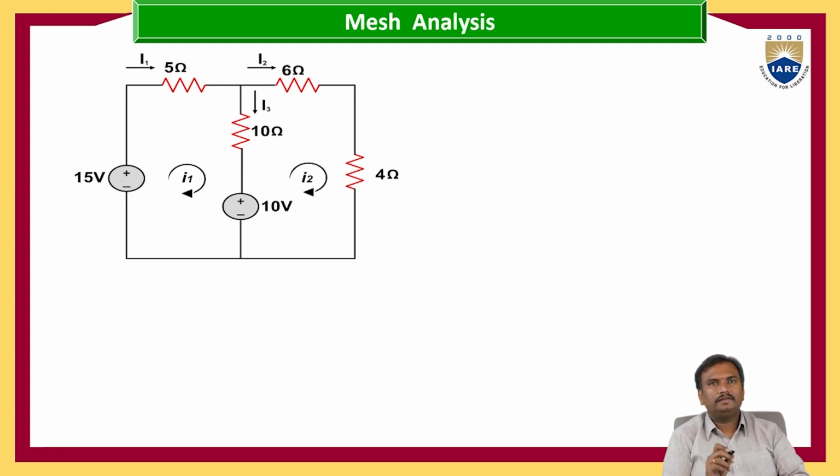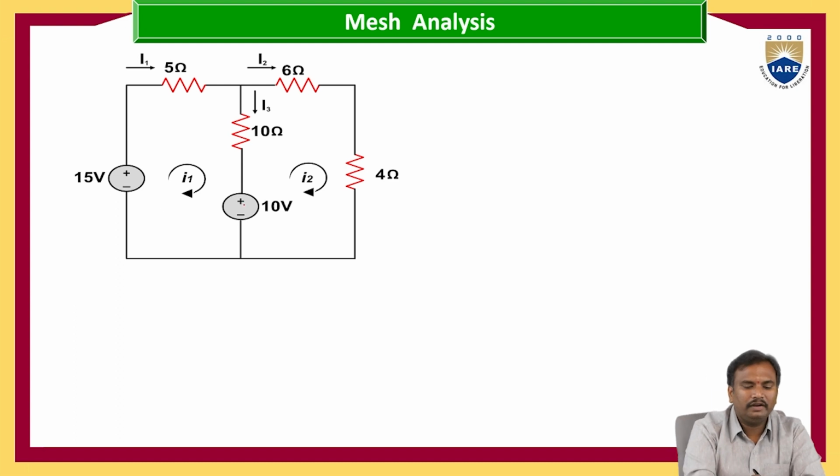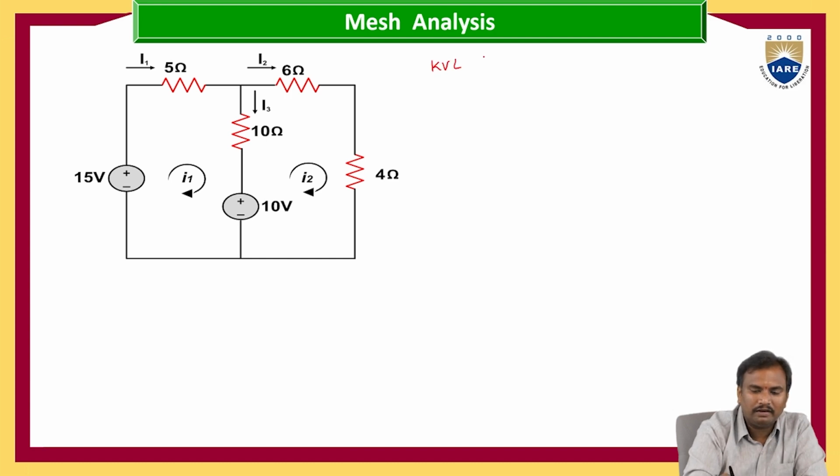Here in this we are having two loops, that is the current directions we have assumed as I1 and I2. Now let us write the KVL. KVL for loop 1.